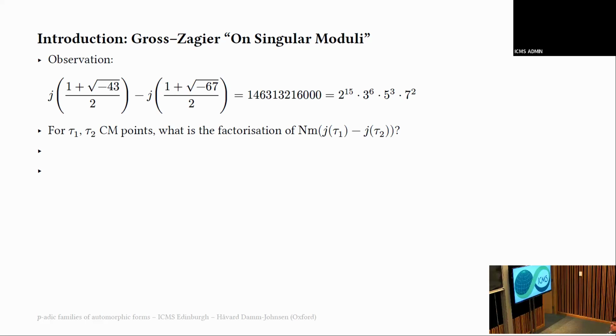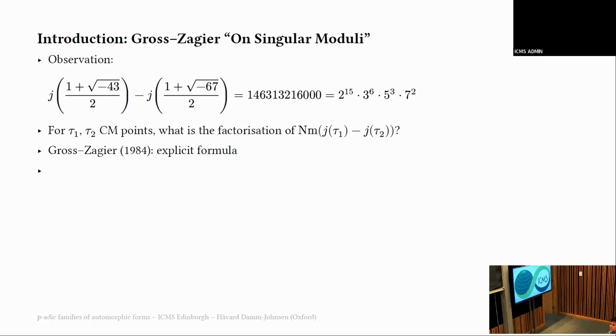Later, in the 80s, Gross and Zagier asked more generally: if we take two CM points and look at the difference, we get some kind of algebraic number by CM theory, and if we take the norm of that down to Q, that gives an integer. What can we say about it? They made lots and lots of computations, famously on a small calculator, and they actually gave an explicit formula for the factorization of the differences of singular moduli.